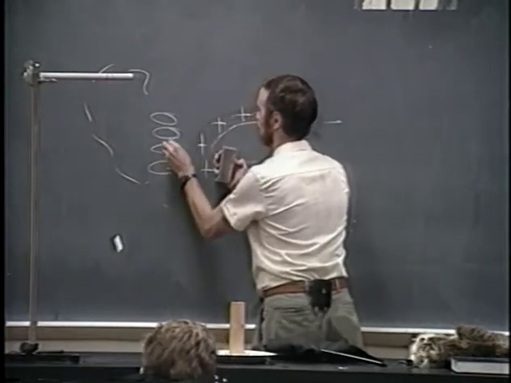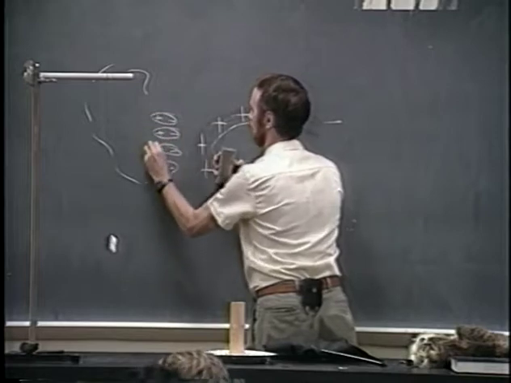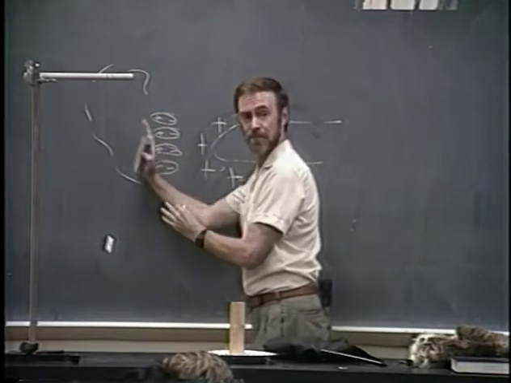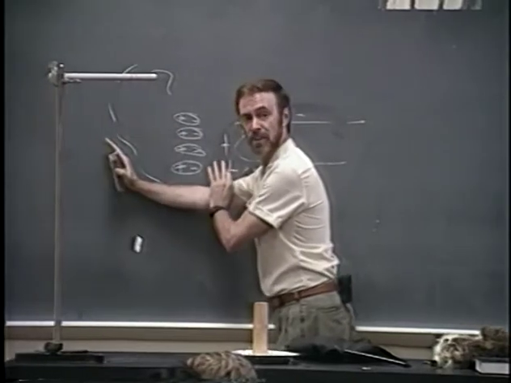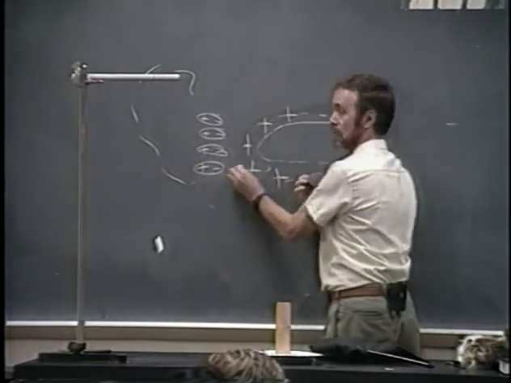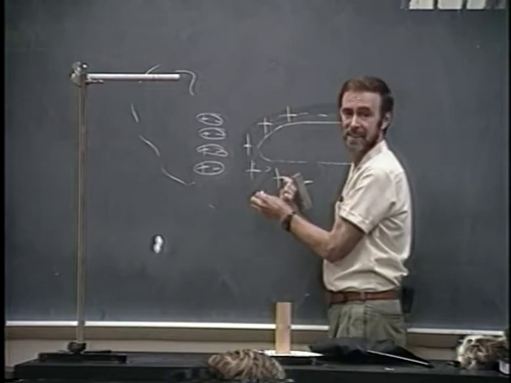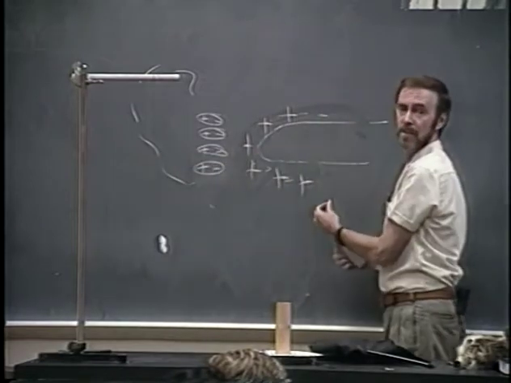The negative is pulled toward, the positive further away. And since the positive is further away, there's what? There's less repulsion and more attraction because this is closer. Closeness wins. And so what happens? The whole device comes over.